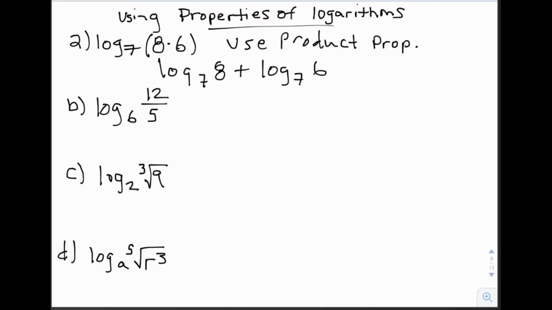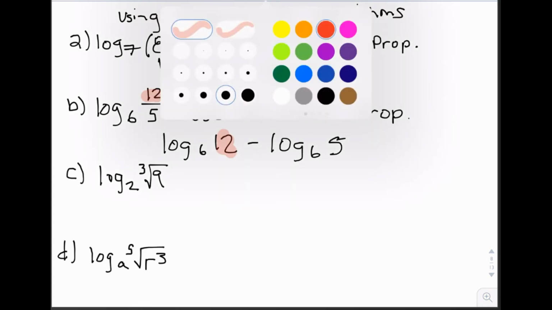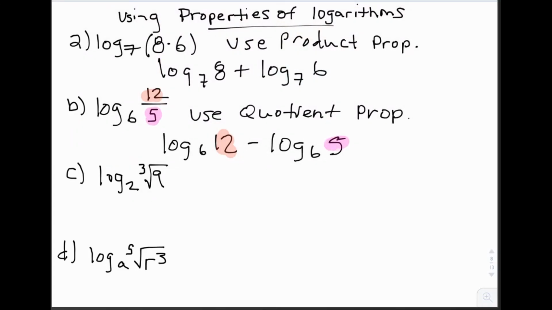So next one, we have division. So we can go ahead and use our quotient property. So using our quotient property, in this case, we will have log base 6 of 12, and then minus log base, in this case, 6. We want to keep our same bases, and then 5. So as you can see, we have the 12 here, and additionally, we have our 5 here. And then we kept our same base of 6.